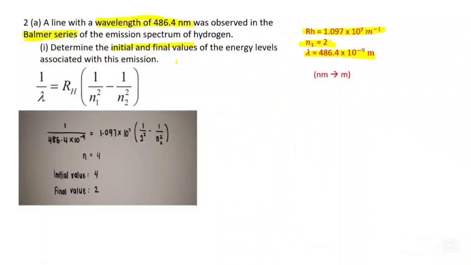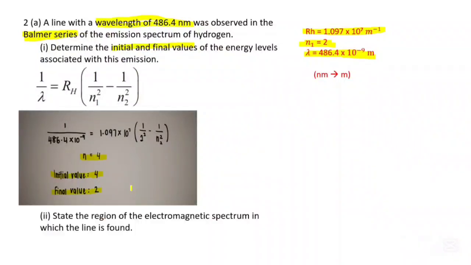After substituting the values, we get n equals to 4. So the question asks us to determine the initial and final values, right? So we have to write again, the initial value is 4 and the final value is 2. Let's move on to the next question.